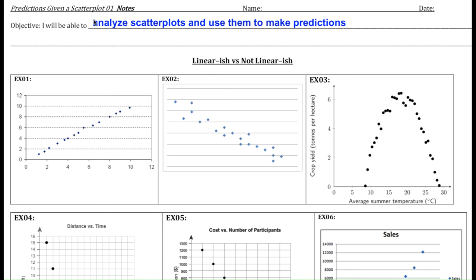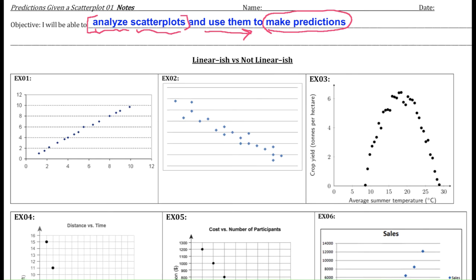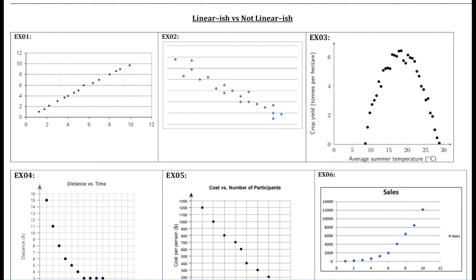All right, so in this lesson, we will analyze scatter plots, and then we will use them to make predictions. But before we do that, let's take a look at these. We're going to say linear-ish, or linear. Usually people say linear or not linear, but I feel like linear means line, and it's not completely like a line, you know what I mean? Like this one is line-ish. So we'll say this is linear-ish, right? Because you can draw a line through it.